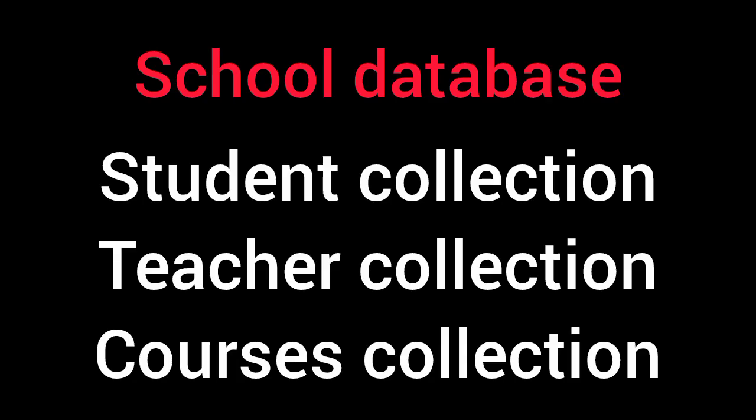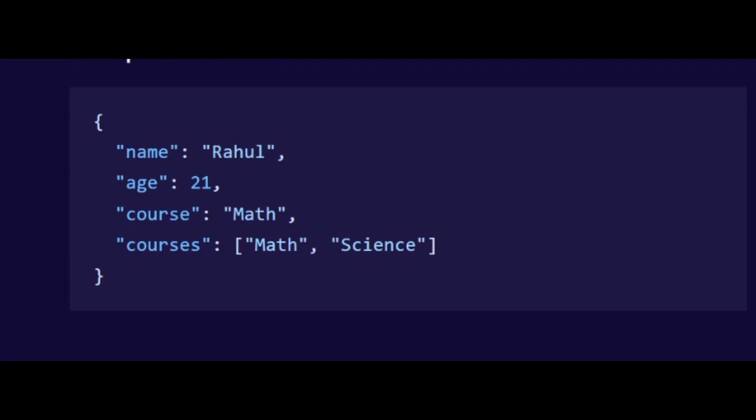So a school has a database, which contains three collections: student collection, teachers collection, and courses collection. The student collection is similar to a student table in SQL. The student collection contains many students' data, the teachers collection contains many teachers' data, and the courses collection contains the courses details. So the student collection contains all the student records.